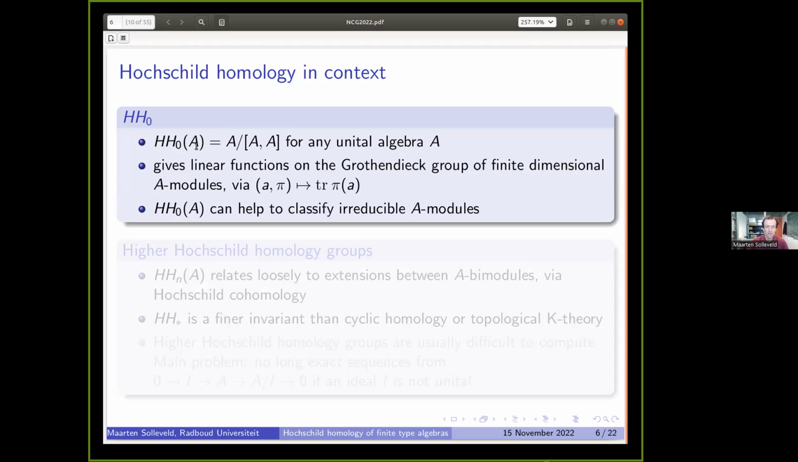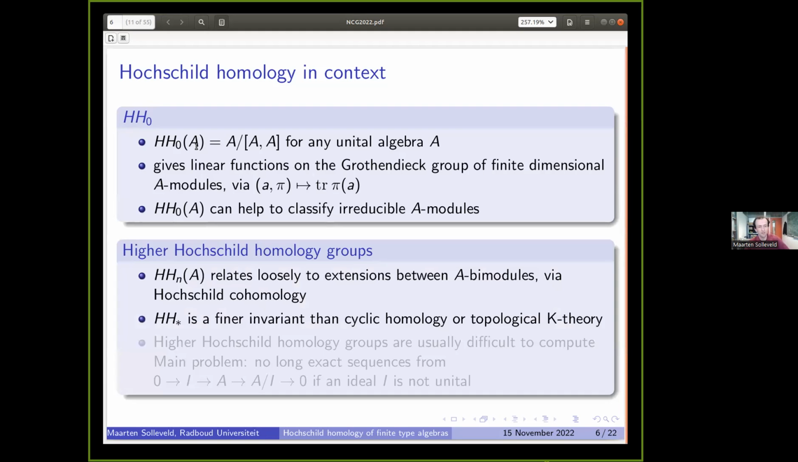So this HH0 can be paired with, say, the Grothendieck group of all finite dimensional representations of your algebra. And in good cases, this is in some sense a non-degenerate pairing, and this sometimes helps you to say something about the number of irreducible A-modules, or in some particular cases, it can even be used to classify representations of certain algebras. I actually used it to classify representations of a particular kind of Hecke algebras. So this HH0 is in fact the most useful of these Hochschild homology functors.